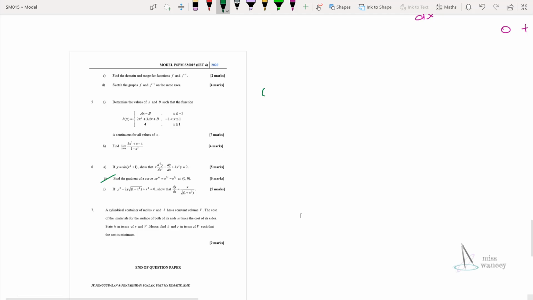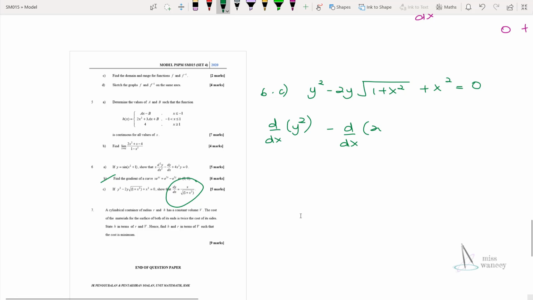Okay, so number 6c, so I got y squared minus 2y square root of 1 plus x squared plus 2x equal to 0, and then I have to find the first derivative for this. Okay, never mind, let us do d over dx of y squared and then minus d over dx of 2y as well as the square root of 1 plus x squared, and then d over dx of 2x, and this is equal to 0.